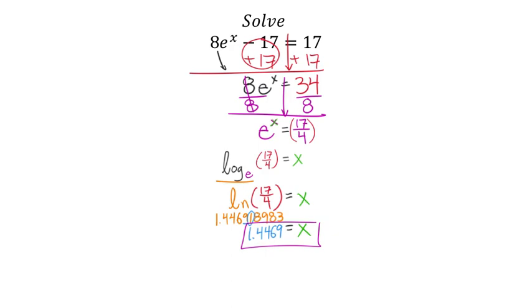Now, the last thing on this is, again, if you were to put 1.4469 back into the x, you may not get exactly 17 because we rounded this value. It's not exact. So you may get something very, very close to 17, but maybe not exactly 17. But the actual natural log that we had in the beginning, if you were to replace that in for x, then it will work exactly.